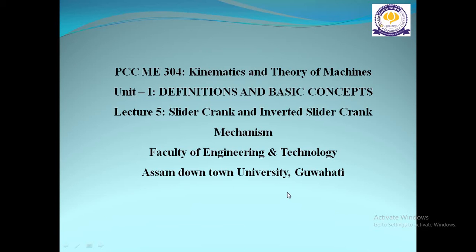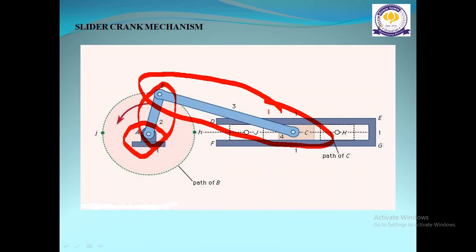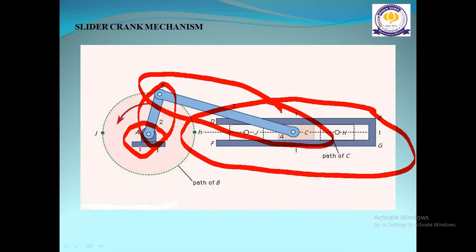Hello everyone. So here we are back with another lecture on the topic sliding crank and inverted sliding crank mechanism. So here you can see the slider crank mechanism. Here this is the fixed link, this is the crank number 2, this is the connecting rod, and this whole thing is the slider. So link 1, link 2, link 3 and link 4.